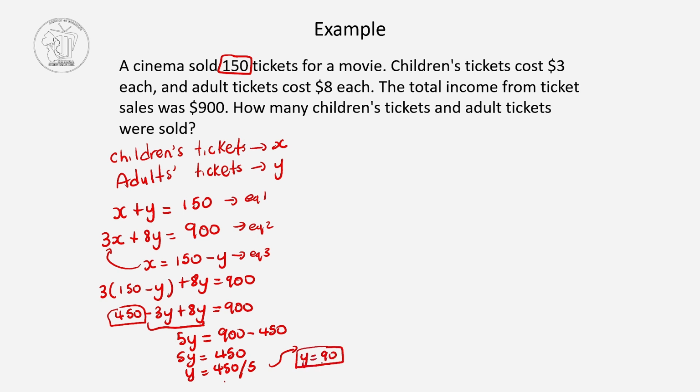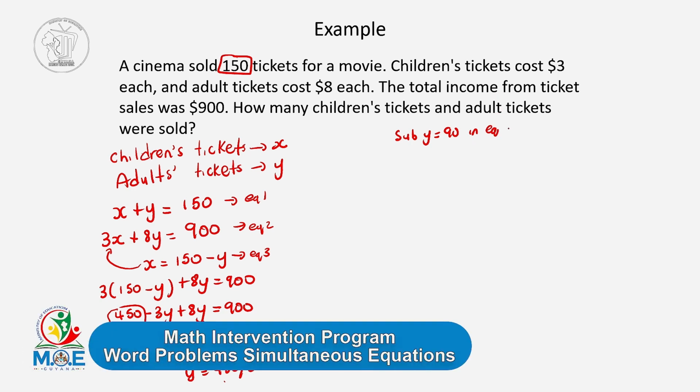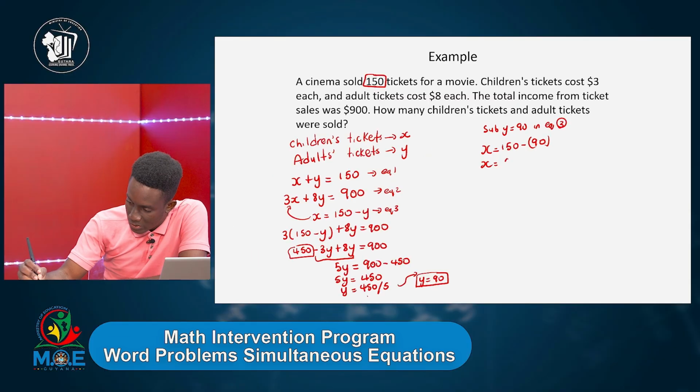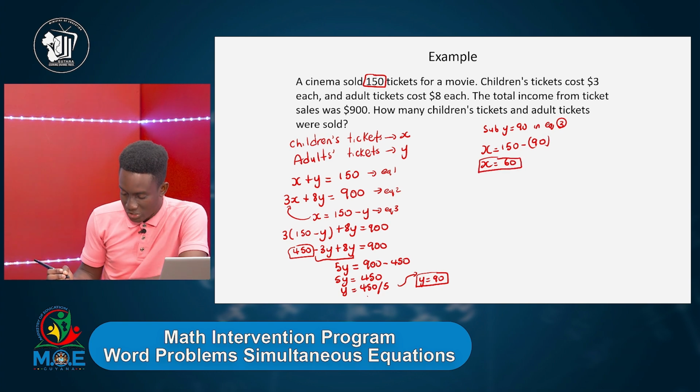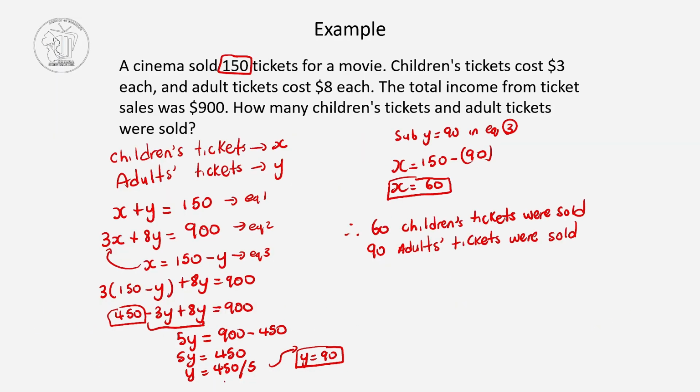So if y is equal to 90, now we can solve for x. We can substitute y equal 90 in either equation 1, 2, or 3, but in equation 3, x is already the subject, so we substitute it there. We'll have x is equal to 150 subtract y, which is 90. So x is equal to 150 subtract 90, that would give us 60. So x is equal to 60. To answer the question, we can say therefore 60 children's tickets were sold and 90 adults tickets were sold.